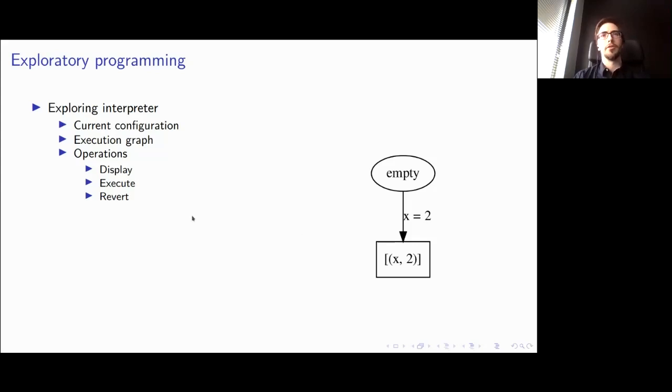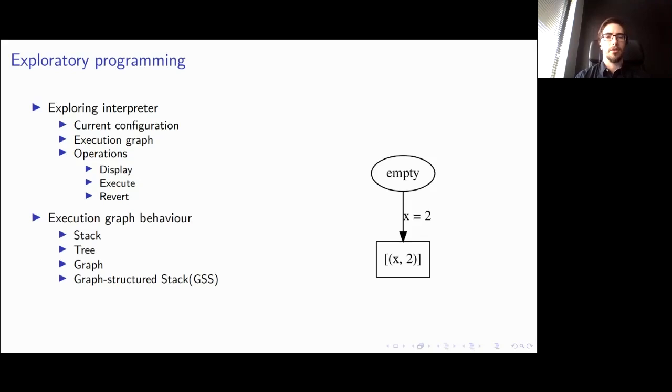Then there's also the revert operation, which provides an option to revert back to previous configurations. On the slide, you see a difference between the 2 configurations. One is circular and one is a rectangle. The rectangle means it's the current configuration. With the revert, we could, for example, make the empty configuration the current configuration.